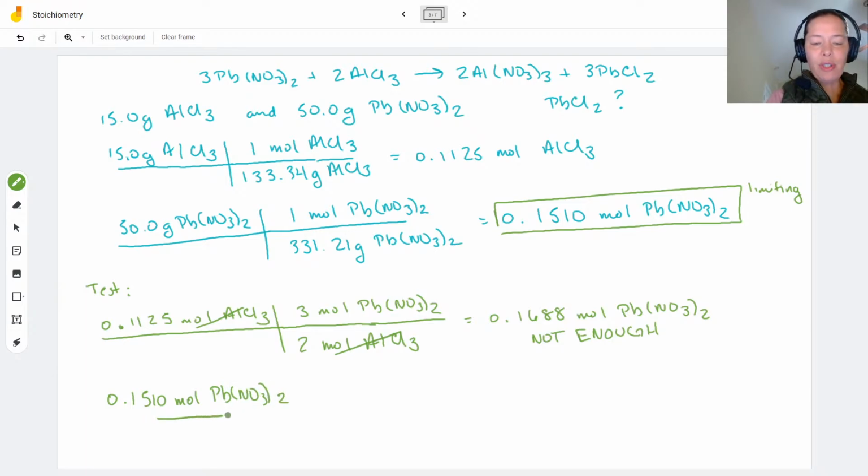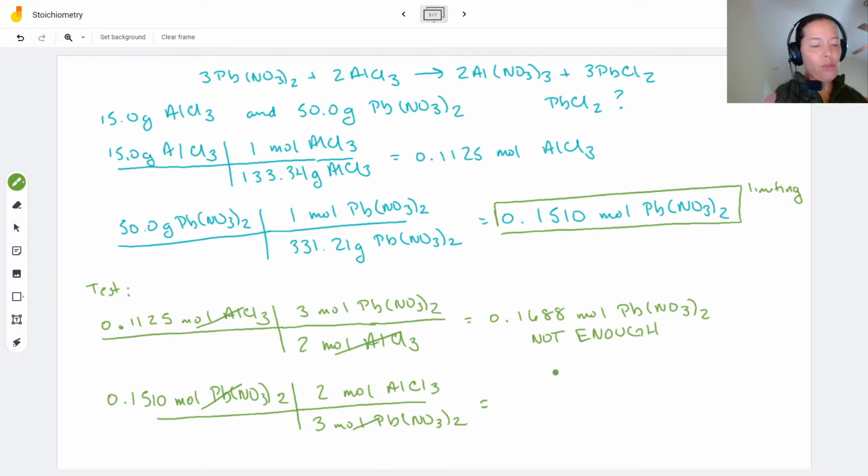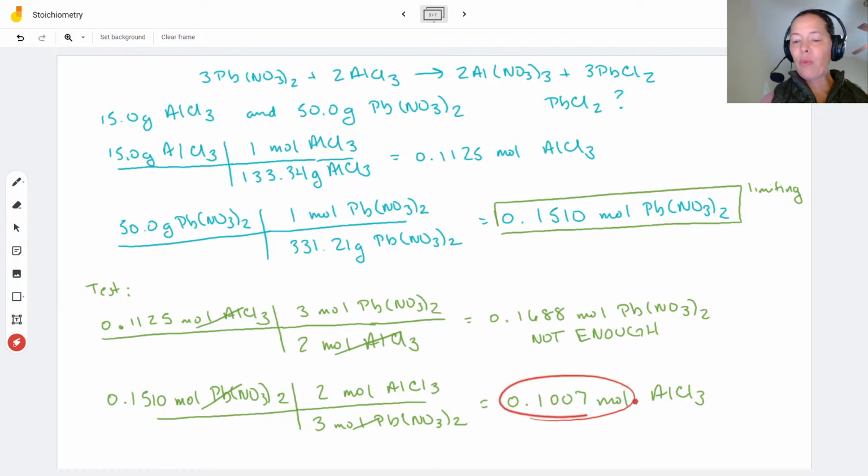Okay, and this time I'm just converting from lead nitrate into aluminum chloride. Again, the question I'm asking is if I'm going to use all of my moles of lead nitrate, how many moles of aluminum chloride do I need? Okay, that cancels. And I need 0.1007 moles of aluminum chloride. So if all of my lead nitrate reacts, I need to have at least 0.1007 moles of aluminum chloride.